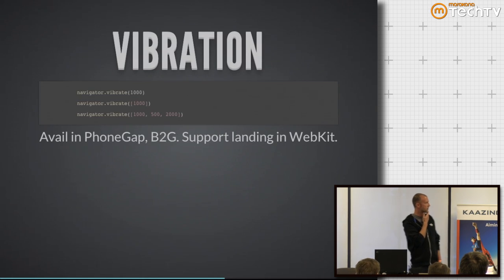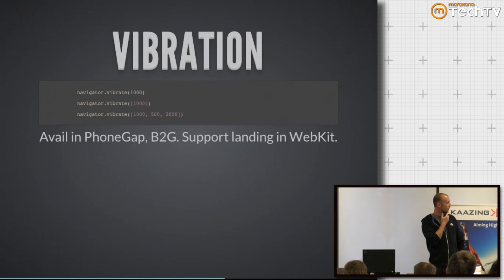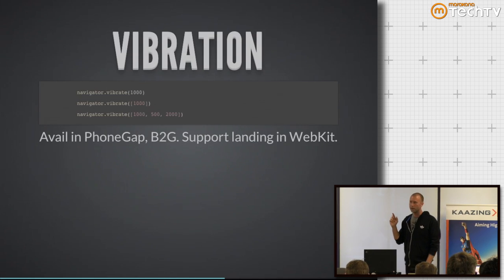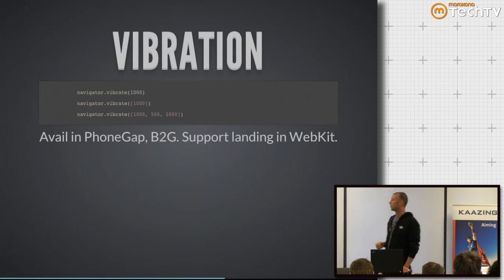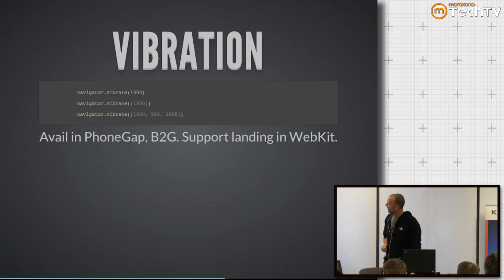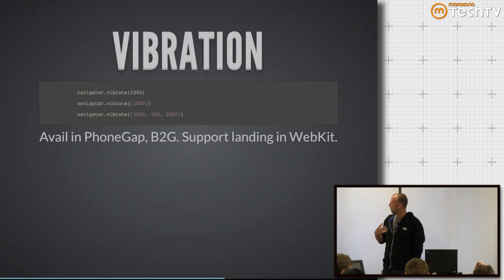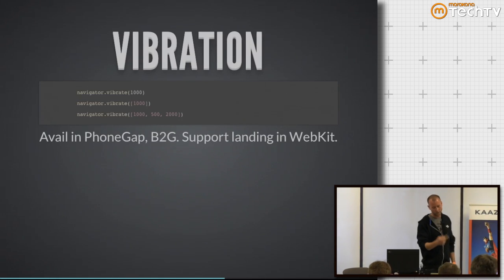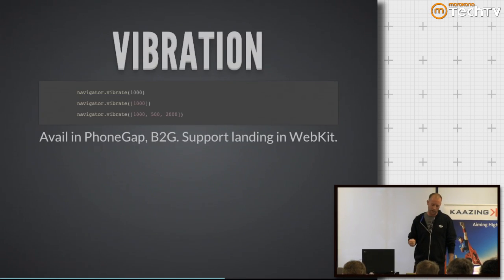We're seeing now the vibration API. So PhoneGap has a vibration API. In the first example, we're going to vibrate for 1,000 milliseconds or 1 second. In the second example, we're going to do the exact same thing. In the third example, we're going to kind of pulse. It'll vibrate for a second, it'll go off, it'll vibrate for half a second, then it'll vibrate for 2 seconds.